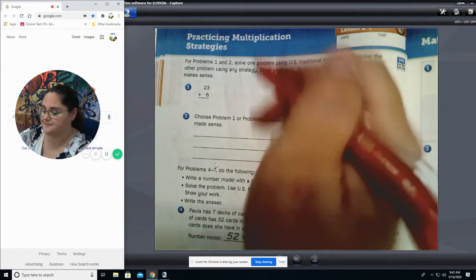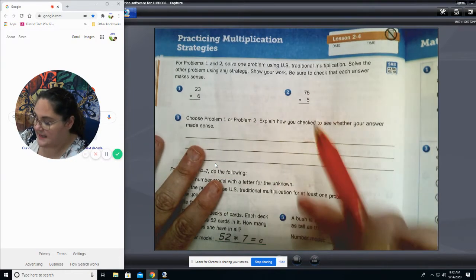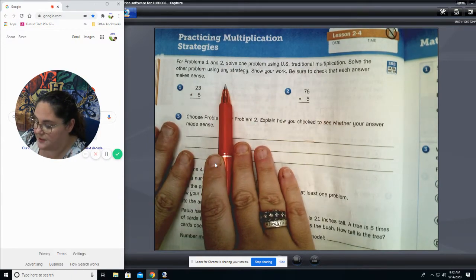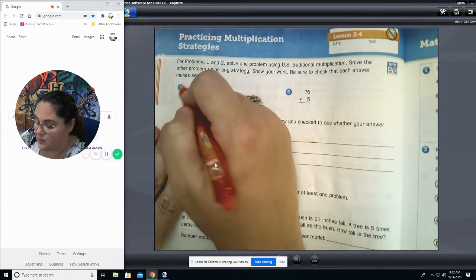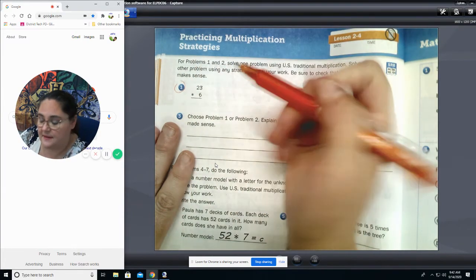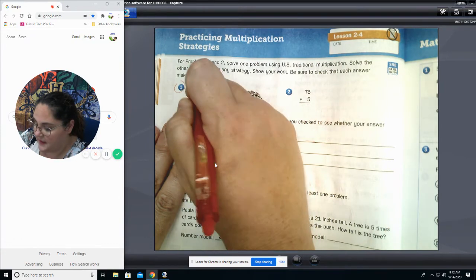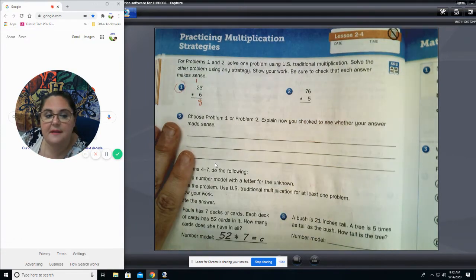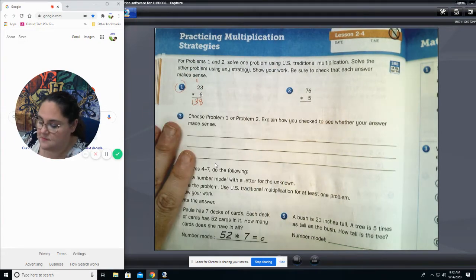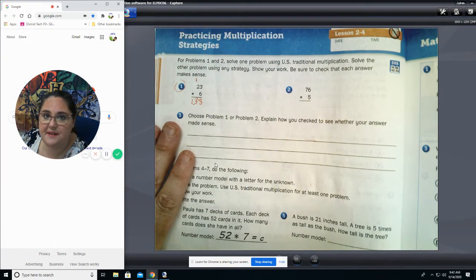All right, here we go. So it says, for one problem, use traditional. Solve the other problem, any strategy you use. So I'm going to do traditional for number 1. All right, 6 times 3 is 18. And I'm going to carry my 1. 6 times 2 is 12, plus 1 is 13. Super easy. I don't have to add any more for this one. I don't have to do anything else.